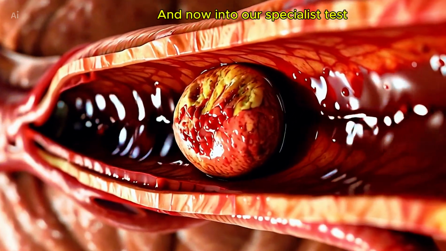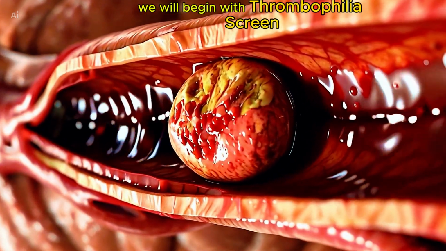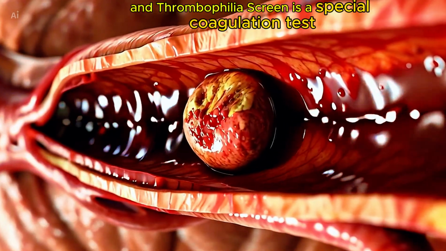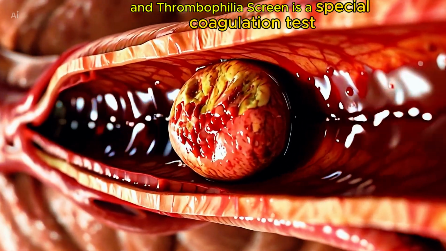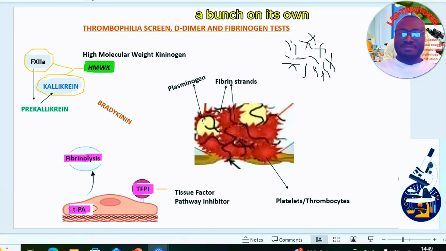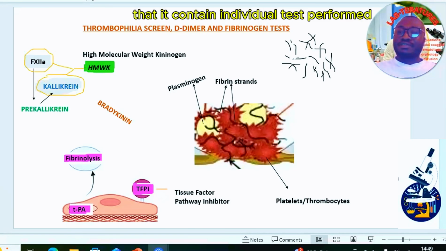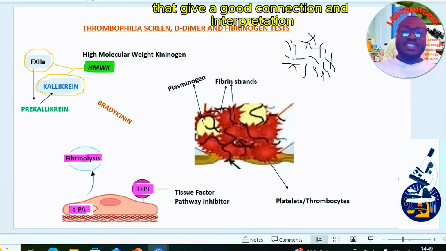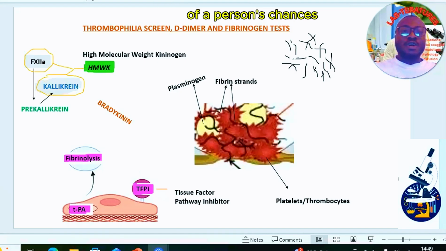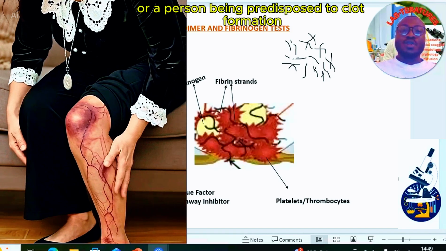And now into our specialist test. We will begin with Thrombophilia screen. And Thrombophilia screen is a special coagulation test, a bunch on its own, but it contains individual tests performed that give a good connection and interpretation of a person's chances or a person being predisposed to clot formation.